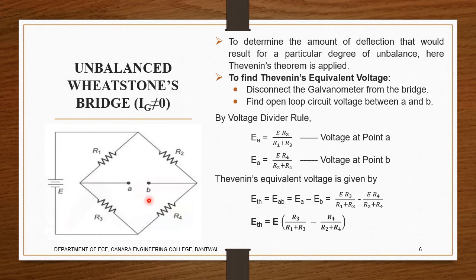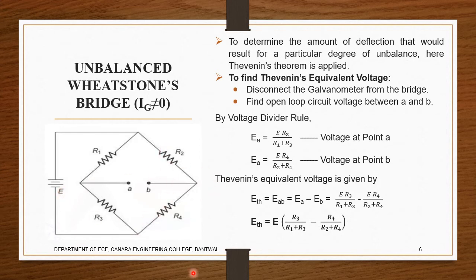Similarly, the EB here. I have made a mistake here, so this should be EB. So EB is equal to E into R4 divided by R2 plus R4.